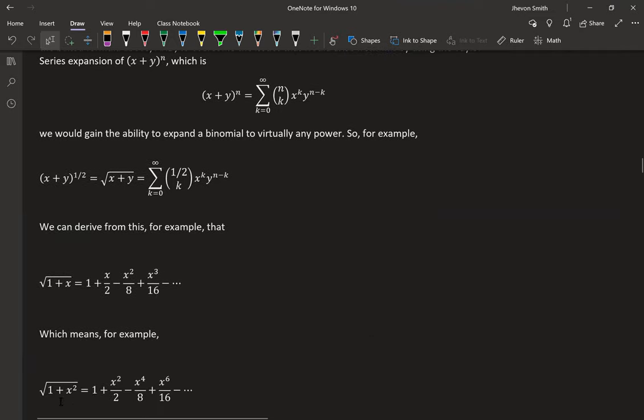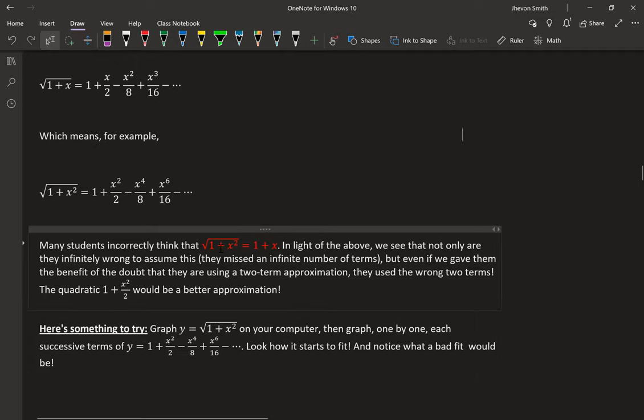This means, for example, if you take the square root of 1 plus x squared, you have that series. And now here, many students incorrectly distribute powers across sums, a mistake that I've harped on, and they think of the square root of 1 plus x squared as 1 plus x. Now, in light of the above, not only are these people infinitely wrong when they write this down, because there's literally an infinite number of terms, and they only wrote down 2.